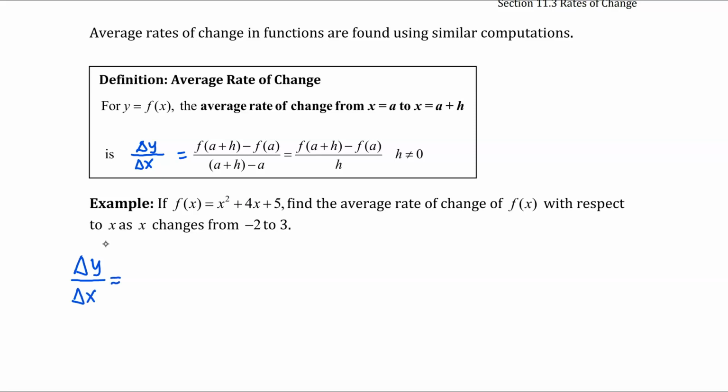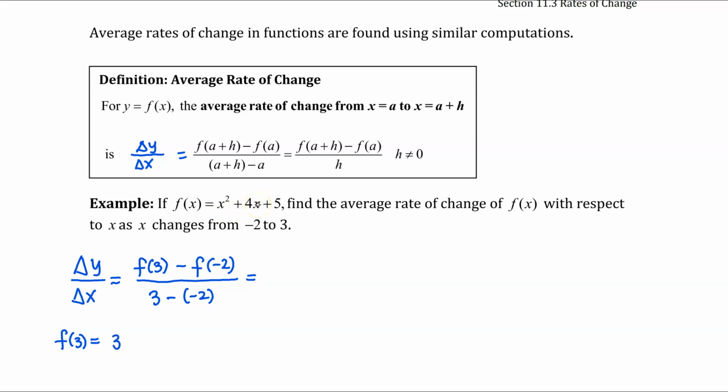So to compute that, we are just going to evaluate our function here at 3 first, and then subtract the value of the function evaluated at this point, -2. And then divide this by the change in x, so 3 minus -2. Now let's evaluate the function at 3. To do that, we will replace x here by 3.